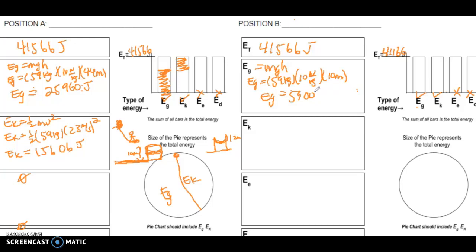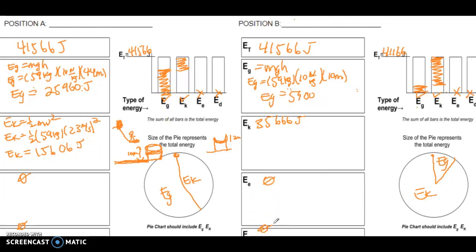So if I have a total of 41,566 minus 5,900, I know I'm going to be left with 35,666 joules for the EK. So most of my pie is going to be EK. I'm going to have a little EG and then a whole lot of EK, because the trampoline is not stretched and there's no ED.